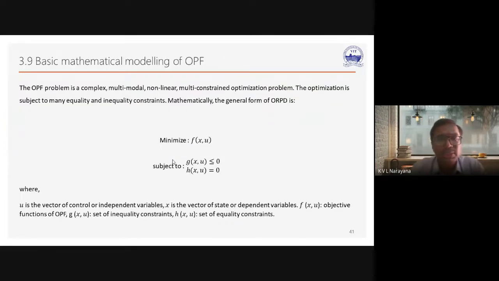In general, the optimal power flow problem is represented by the quadratic equation, that is f of x comma u, subjected to some inequality and equality constraints. Here g of x comma u represents the inequality constraints, and h of x comma u represents the equality constraints. x represents the dependent variables, and u represents the independent variables. This f of x comma u is the fuel cost that I am going to formulate. This is the general representation of the fuel cost.